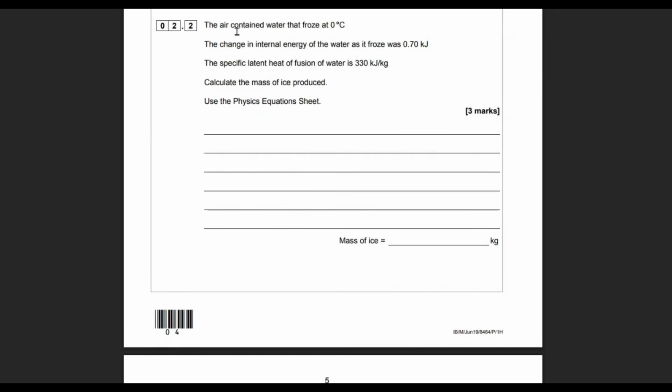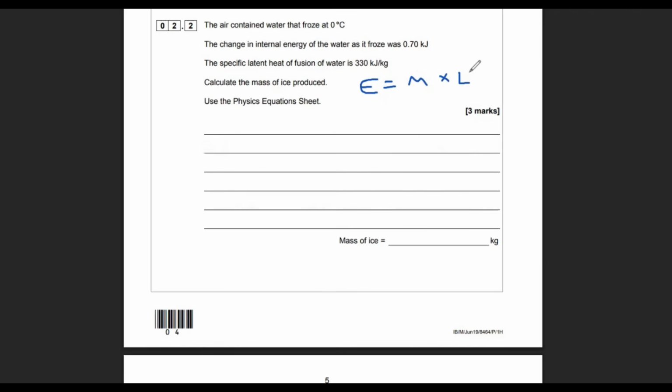Let's go. 2.2, the air contained water that froze at 0. The change in internal energy of the water as it froze was 0.70 kilojoules. The specific latent heat of fusion of water is 330 kilojoule per kilogram. Calculate the mass of ice produced. Use the physics equation sheet. Right, this is a really easy equation. And as I said, you're going to get the equation sheet. And essentially it is energy is equal to mass times L.